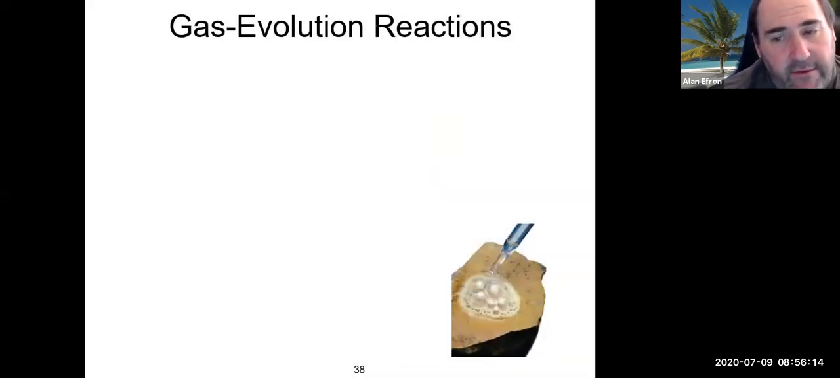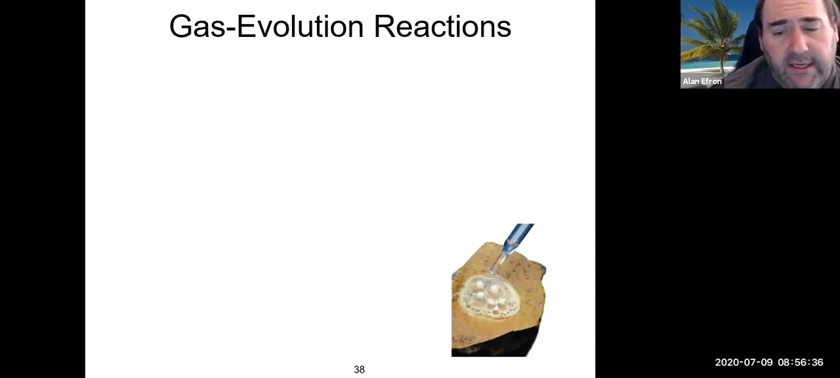Now, another sort of double displacement reaction that occurs. So far we've seen some double displacement reactions that make solids. We've seen some that make water. There are also double displacement reactions that can produce gases. So a gas can sometimes be a product of a double displacement reaction.